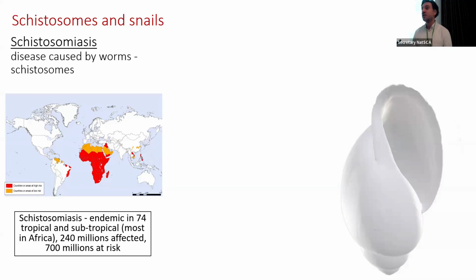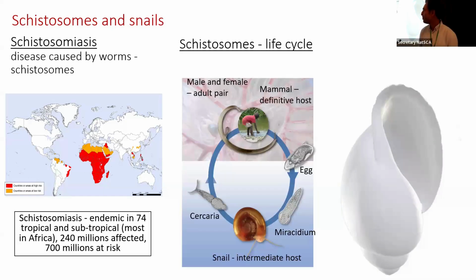And unfortunately, it's mostly children, since they have weaker immune systems, and weaker people. So it's present in around 74 tropical countries. The estimate says about 200 to 300 million people are possibly affected worldwide. So it's a big world effort to eliminate it. So a little bit about the life cycle, and then I can move to the snails. But I just wanted to have everyone on the same page.